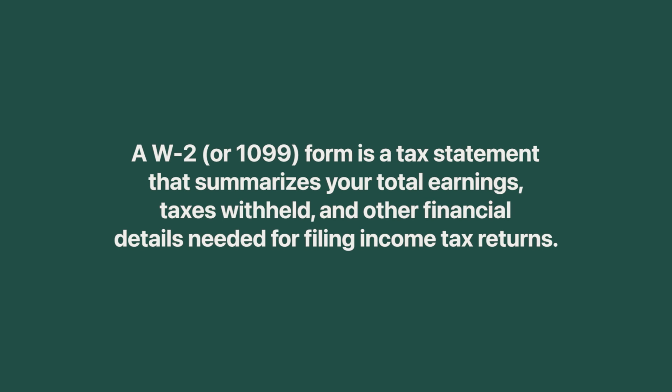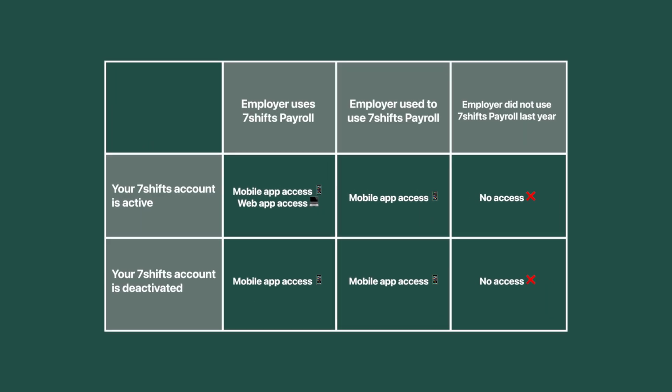A W-2 form is a tax statement that summarizes your total earnings, taxes withheld, and other financial details for filing income tax returns. You can view and download your W-2 or 1099 on the 7shifts mobile app or web browser if your current employer uses 7shifts payroll and they paid you through 7shifts payroll last year.